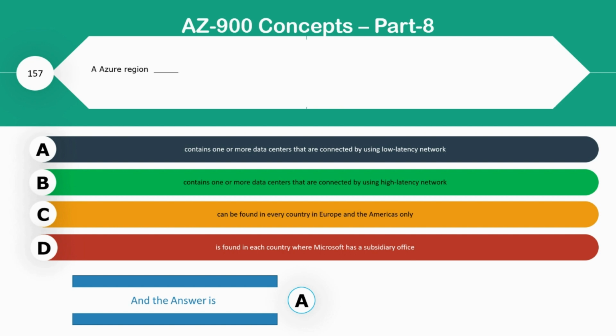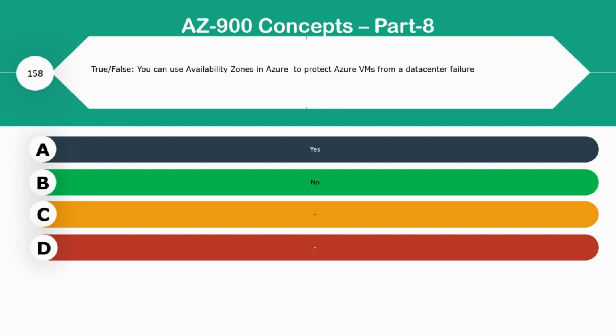The reason is you can choose the correct answer by knocking out the wrong answers. That's another way to answer any question. Here, high latency definitely is a wrong answer. Similarly, having an Azure region in every country is also a wrong answer. And also Azure regions only in Europe and America is also a wrong answer. And that's why option A is the correct answer.